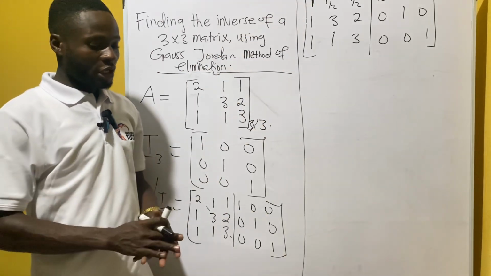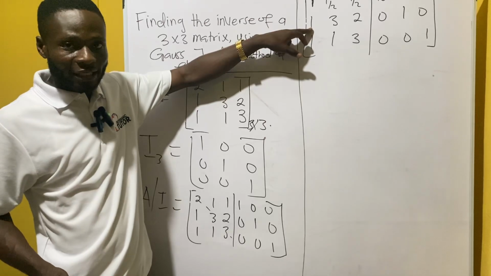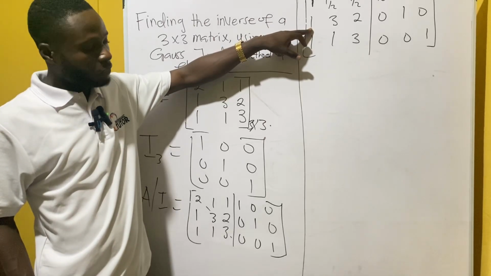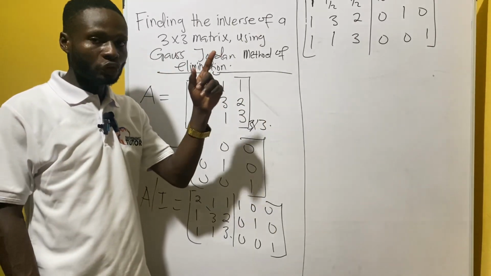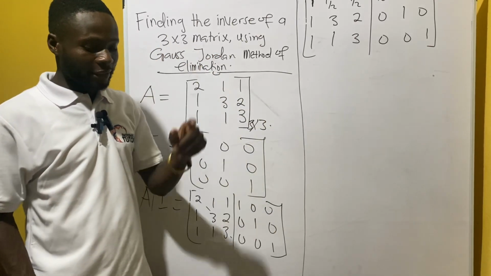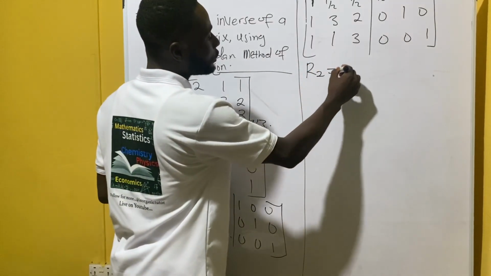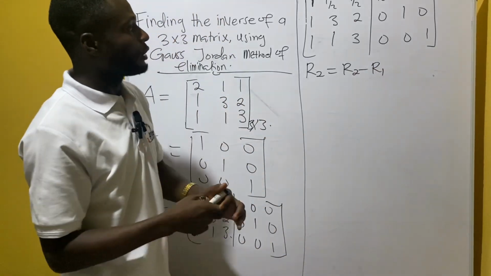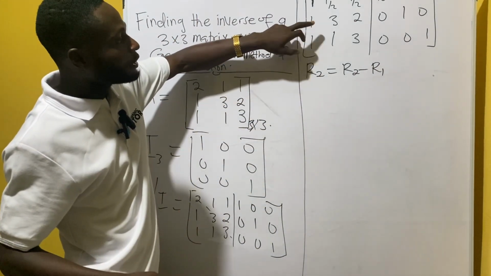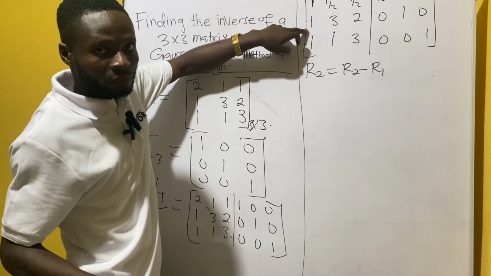Next, we eliminate the first element of the second row. So we say that row 2 should be equal to row 2 minus row 1. Row 2 equals row 2 minus row 1. We want to eliminate this element, so this minus this will give us 0.